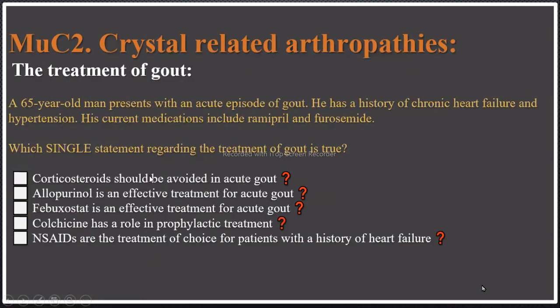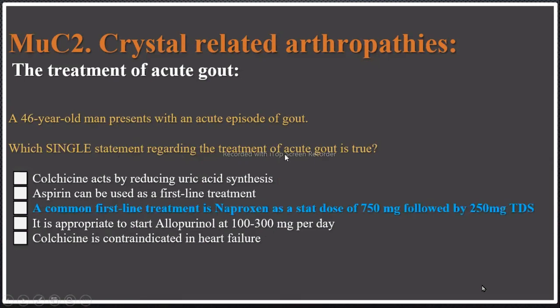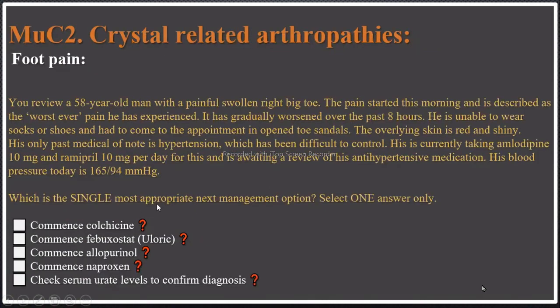Single statement regarding the treatment. Colchicine has a role in prophylaxis. Excellent. Heart failure. Okay. So colchicine here you can use as prophylactic and acute management. Single statement regarding treatment of acute gout. Option C. Naproxen. Excellent. So first line. Single most appropriate next management step. Colchicine.